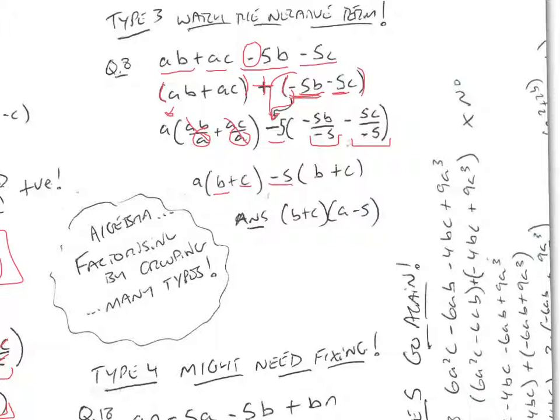You still have your minus 5, and then minus 5b divided by minus 5 cancels to give you plus b. Minus divided by minus gives plus. And then again, minus 5c divided by minus 5, minus divided by minus is plus, 5 divided by 5 is 1, so you get c there. So now we have b plus c as the standout factor, and then a minus 5 as the remaining factor.